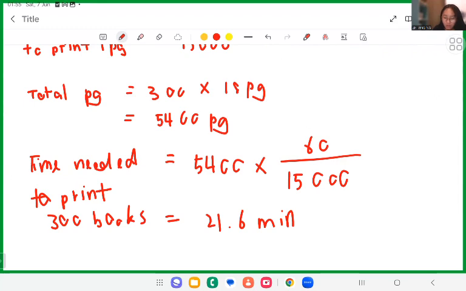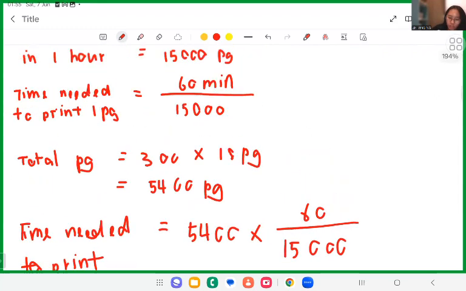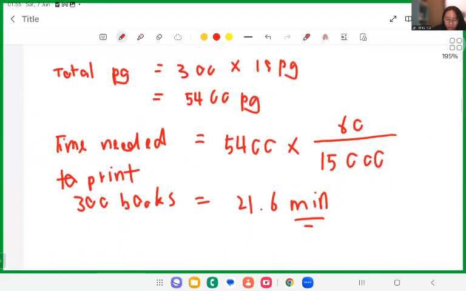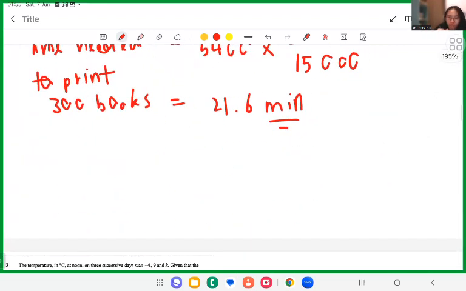This is because this answer is only in terms of minutes, while the question needs us to give the answer in terms of minutes and also seconds. There is no second in our answer here. So we need to convert the 0.6 to seconds. To convert minutes to seconds, we know that 1 minute equals 60 seconds, so we need to multiply by 60.